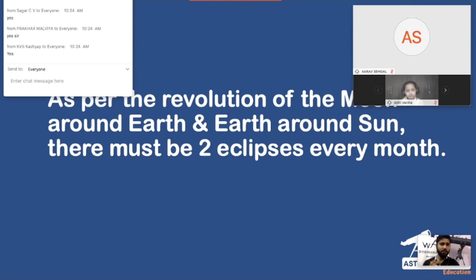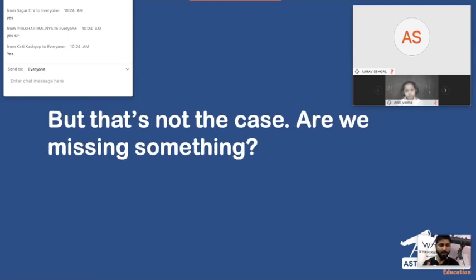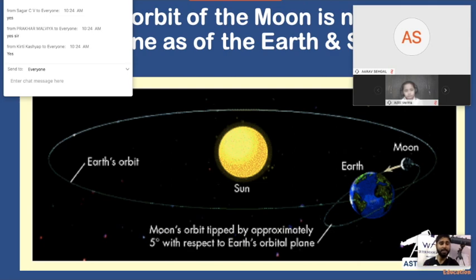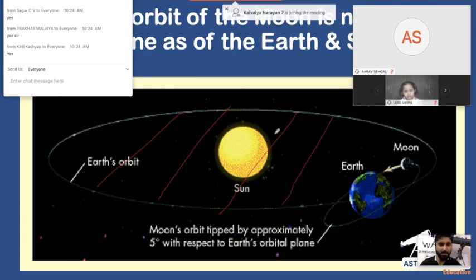To know this, we need to understand one more fact that we are omitting over here. That's the tilt of the moon's orbit compared to the plane of earth and sun. If you see, this is the plane of earth and sun. Just imagine a 3D space, right? This is the plane of earth and sun, that means the plane of earth's orbit. But the moon is going around the earth at a certain degree. It is inclined at a certain degree when it is going around the earth.